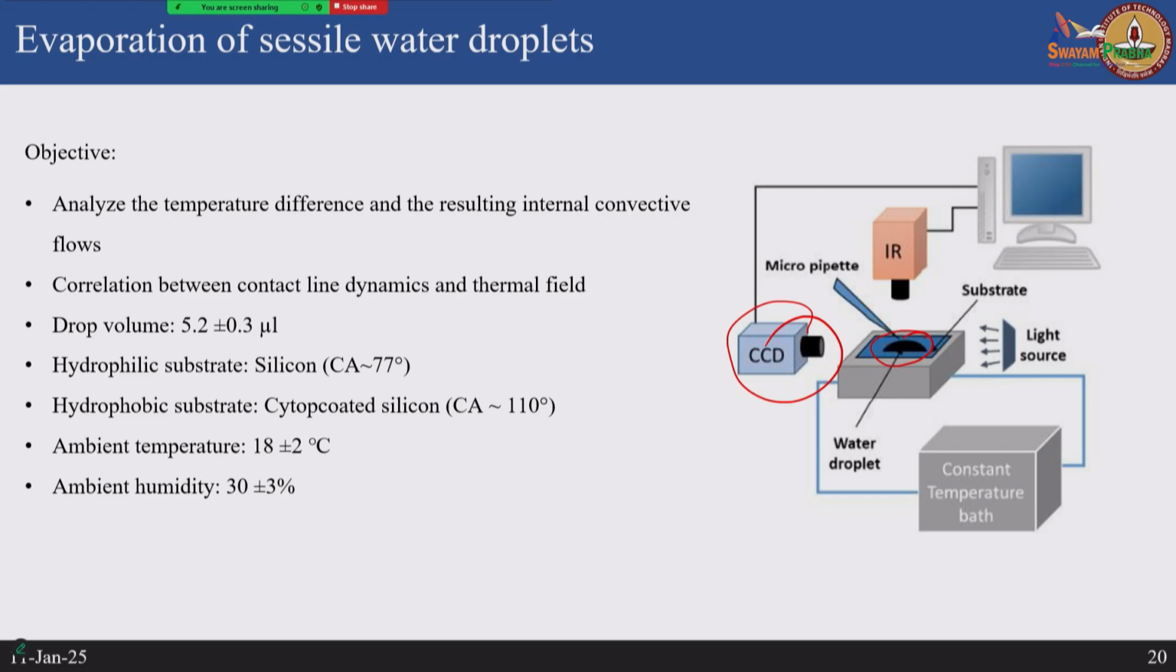Now, the idea that we got is, why not use an infrared camera and capture if there are any convection currents happening due to temperature differences that arise during the evaporation process, because during the evaporation process the temperature inside the drop is not uniform.